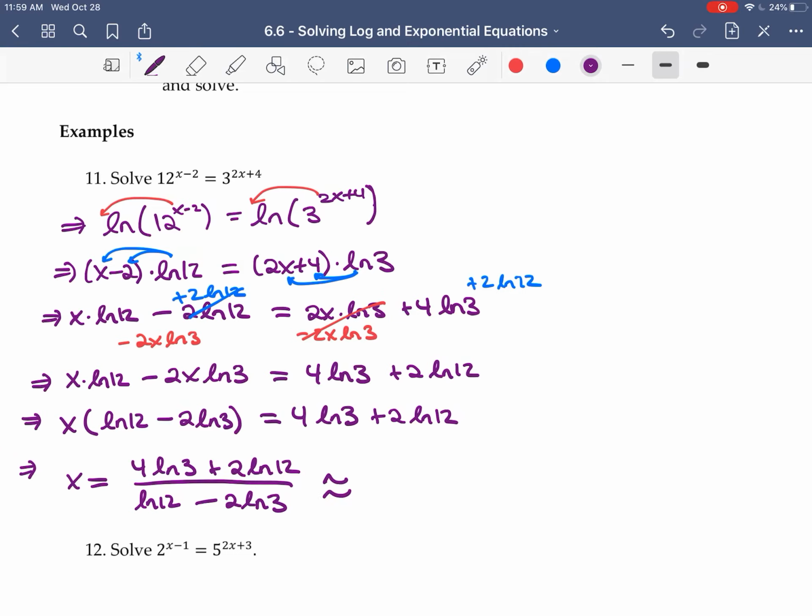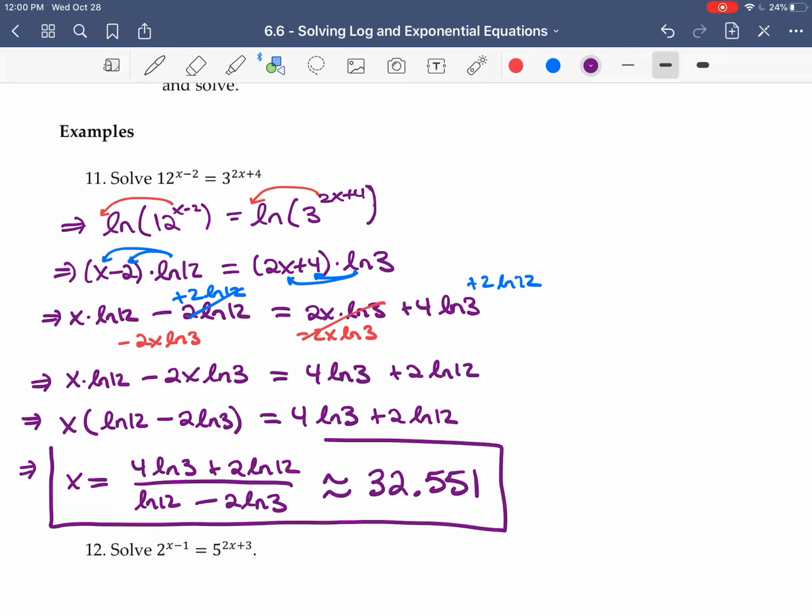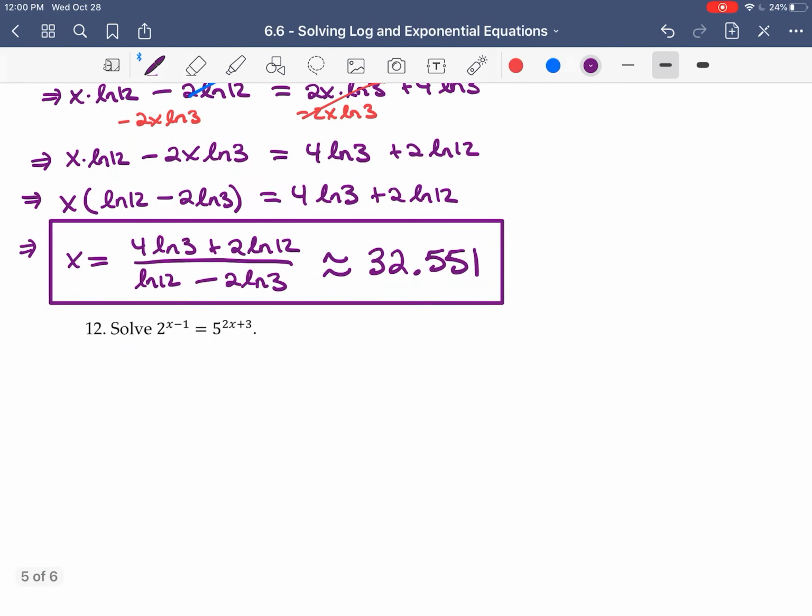This is approximately, so all of these are numbers, right? Ln of a number is a number. Ln of a positive number is a number, I should say. So this, if you calculate it, should be about 32.551. Okay, so that's our exact answer and our approximate answer. Okay, so I'm going to leave number 12 for you to try.